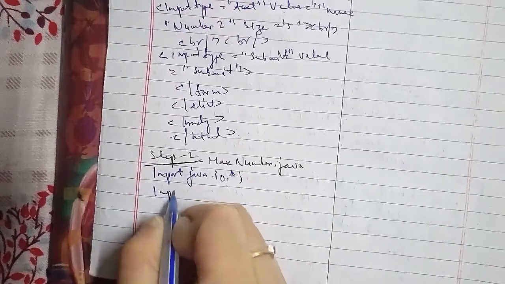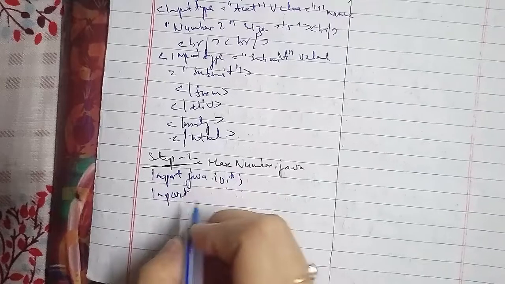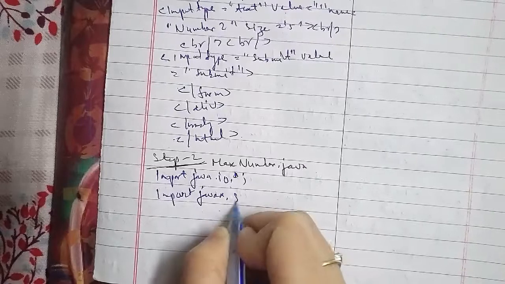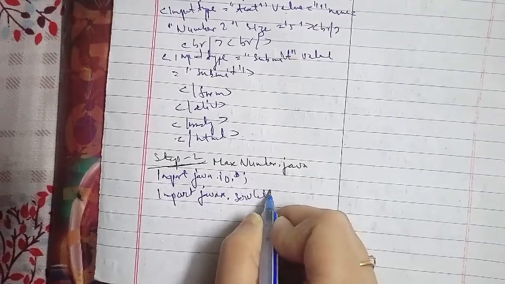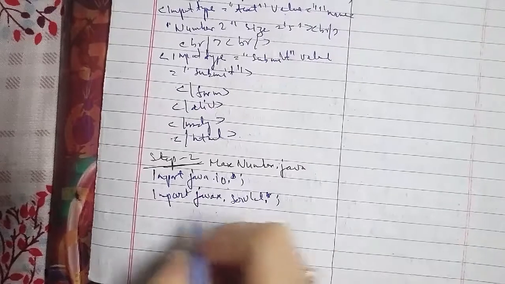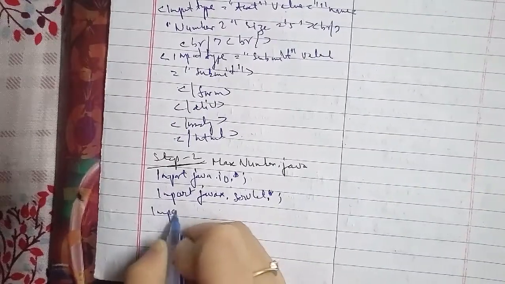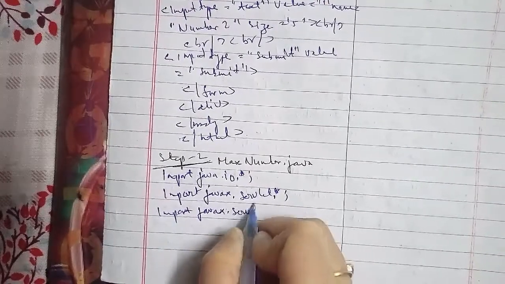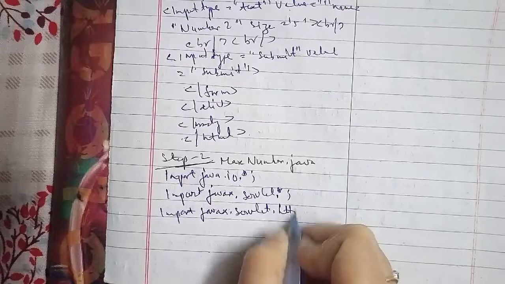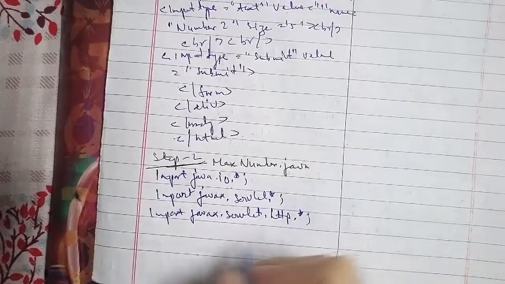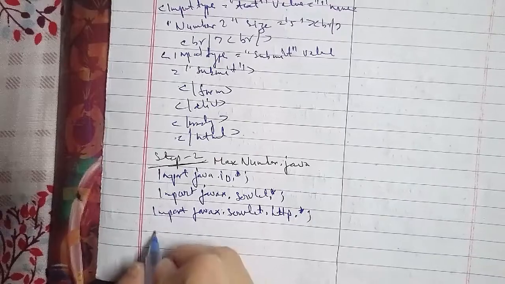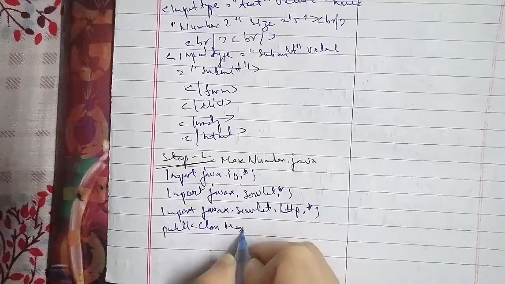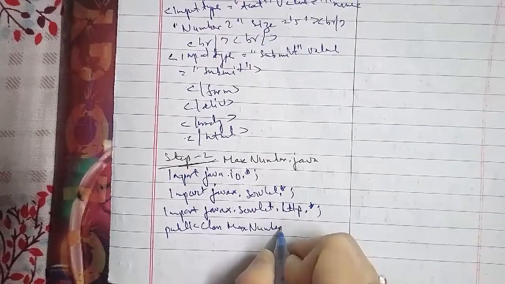req, HttpServletResponse res, throws ServletException, IOException. Then after that we'll start the curly bracket here.